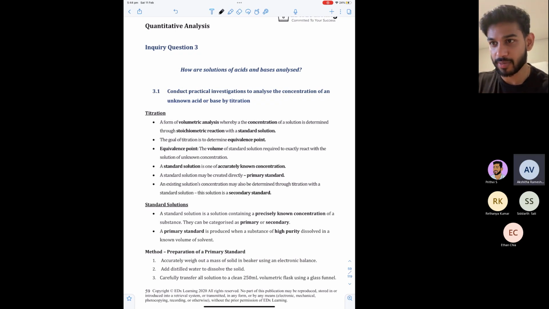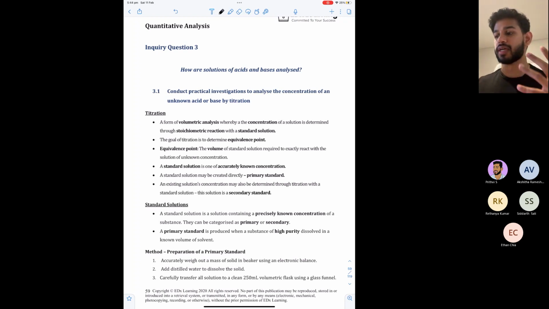Gravimetric analysis, right? Gravimetric analysis is analyzing by mass. They'll tell you there's a 100-gram sample, 40 grams is carbon, 60 grams is hydrogen. What is the chemical formula? That is gravimetric analysis. Titration is a type of volumetric analysis.